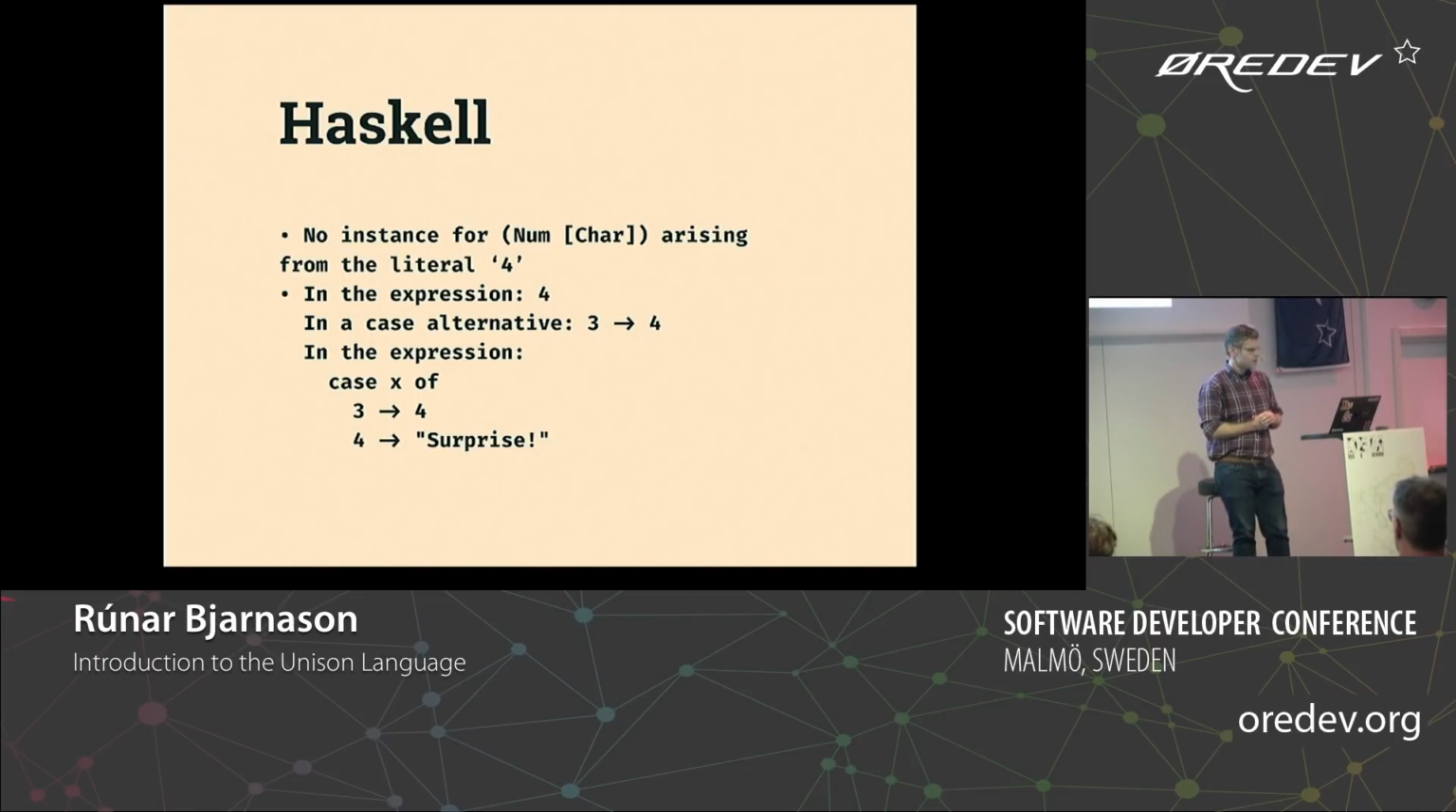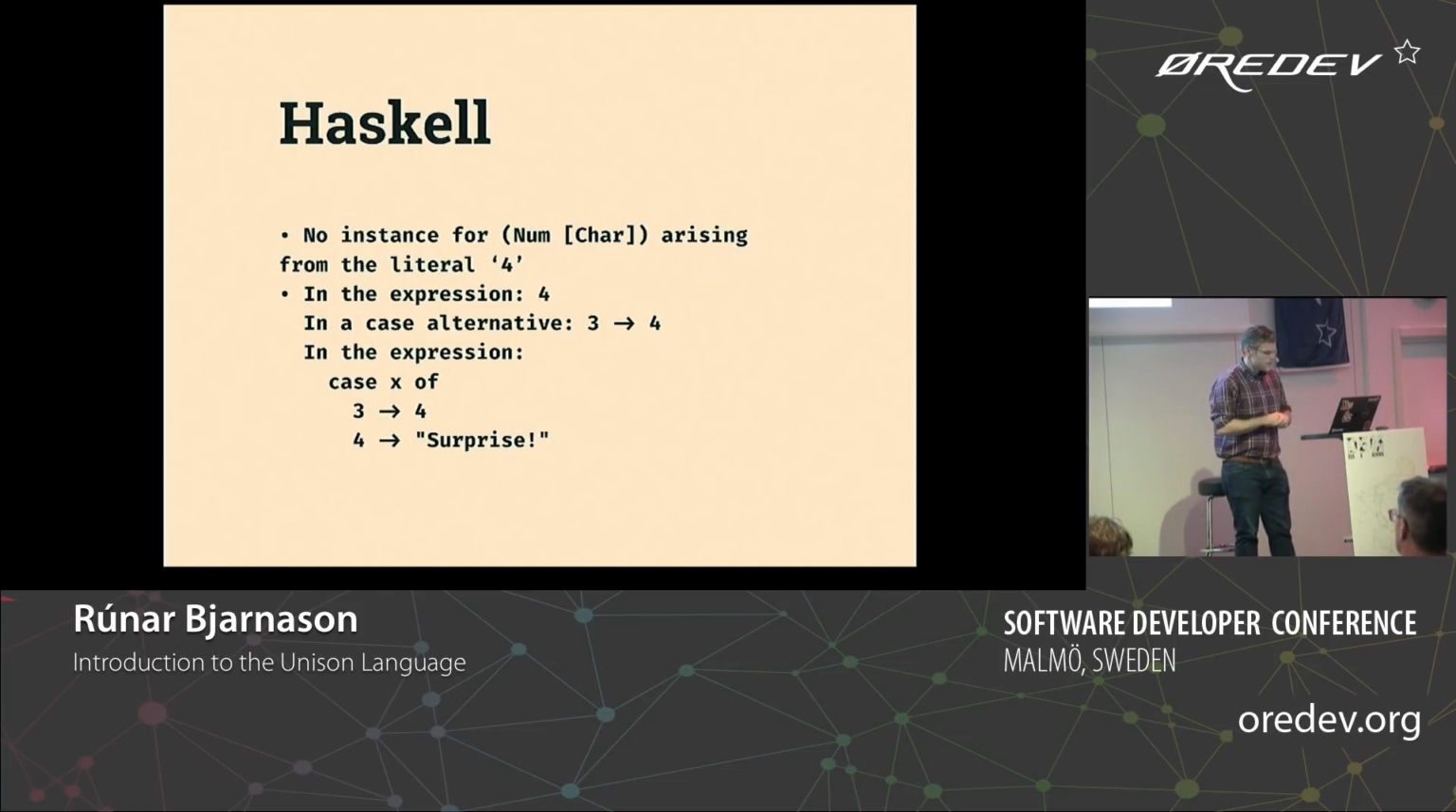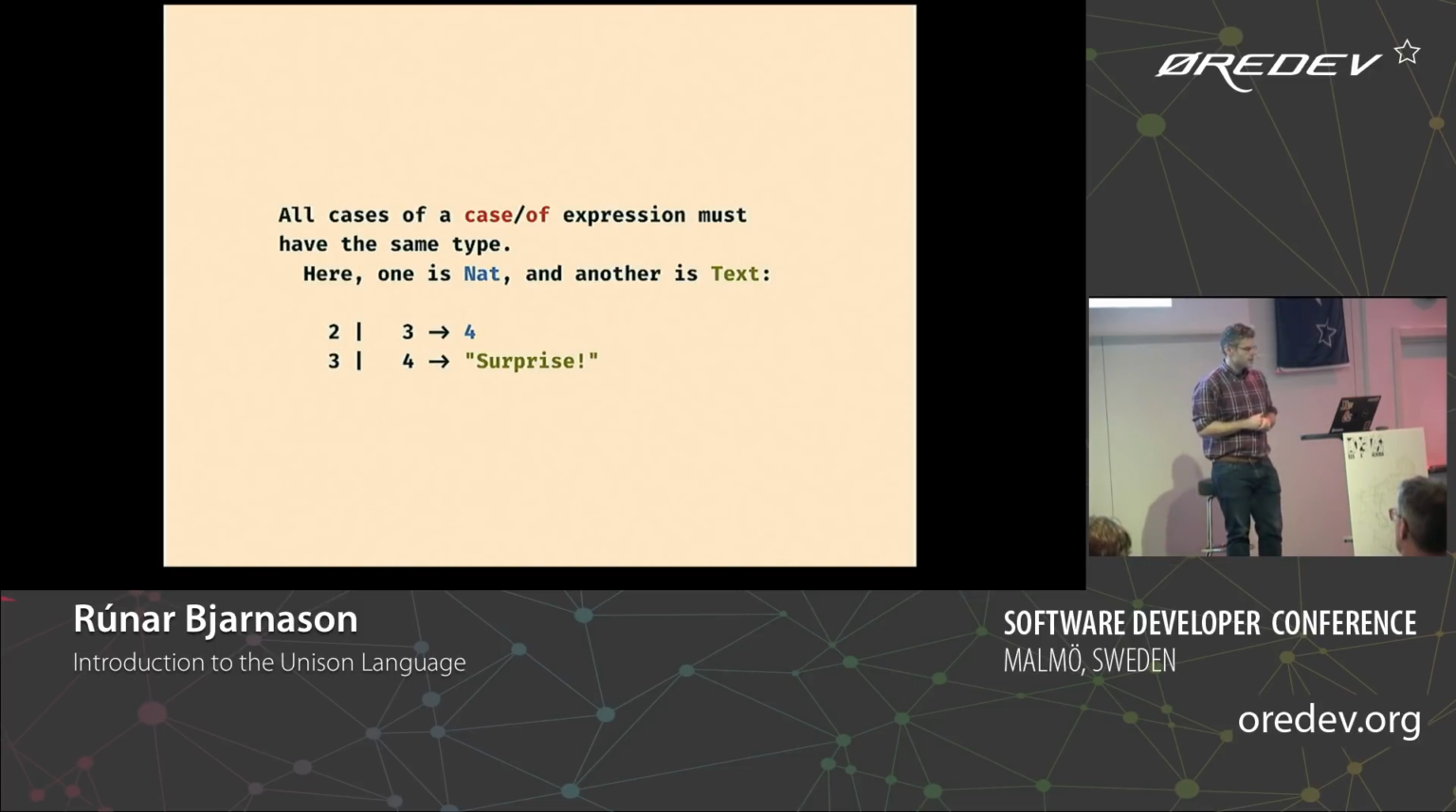So here's Haskell giving you a cryptic type error. I used two different types, an int and a string, in this case expression. And Haskell says there's no instance for Num [Char] arising from the literal 4. And then it tells me all kinds of other stuff. And I'm like, what does that even mean? And Unison just says, all cases of a case-of expression must have the same type. This reads a lot more nicely, and it tells you that one of them is this and the other one is that.